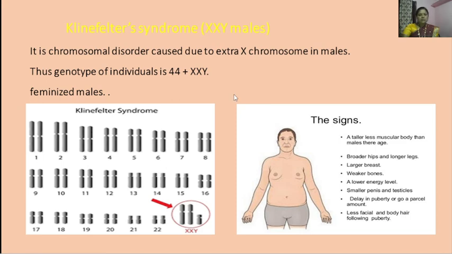Here again are the signs. We find a taller, less muscular body than male, broader hips and longer legs, larger breasts, weaker bones, a lower energy level, smaller penis and testicles, then delay in puberty, so less facial and body hair following puberty. That's why it is known as Klinefelter syndrome.